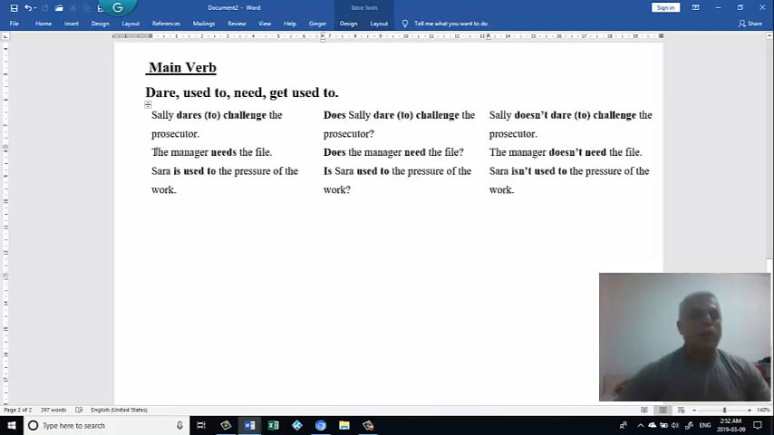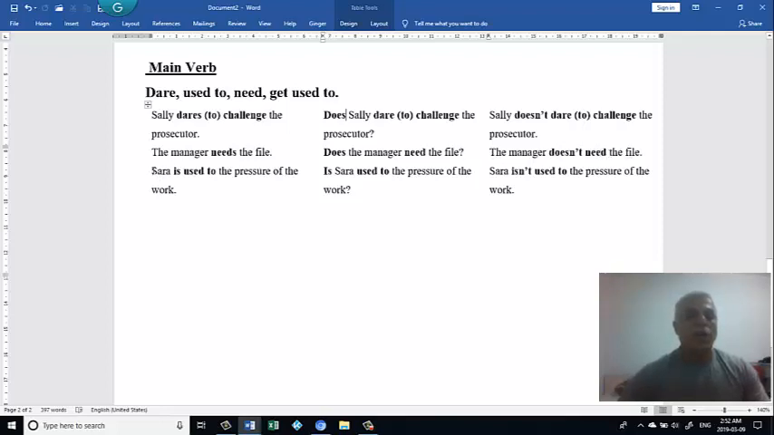The other sentence. The manager needs the file. Here as a regular verb, then we have added s to it because we have the third person, the manager, or he or she could be. Then we say, does the manager need the file? Because I don't have an auxiliary here, then I have to add does to it to make it a question. Then we make it negative. Then we say, the manager doesn't need the file.